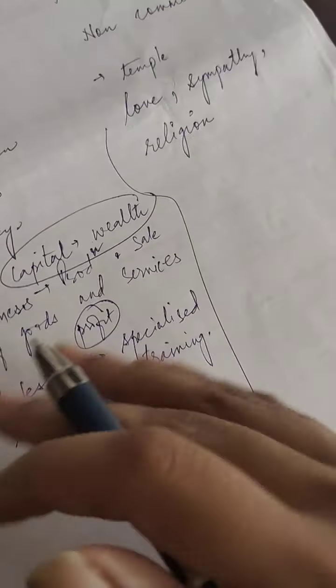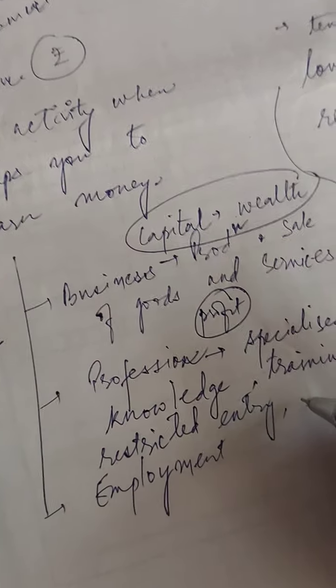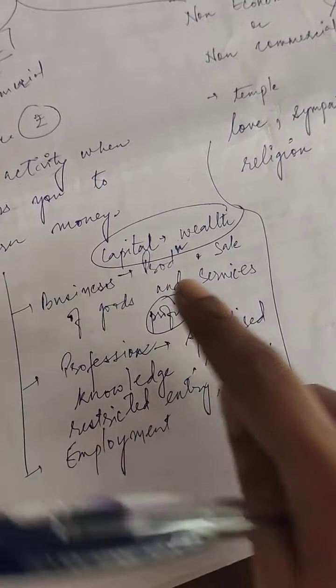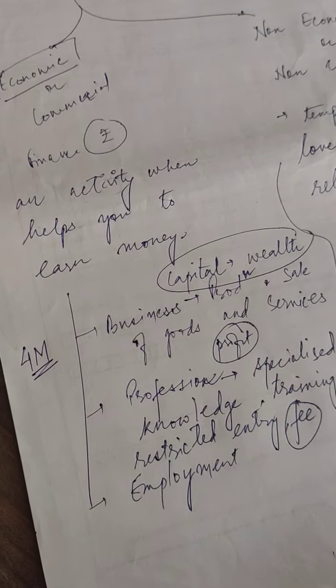You have a restricted entry and you will have to follow this entry, then only you will be allowed to enter that further thing, right? And the last one is fee. He does not charge profit. He charges a fee for his services. So he is providing you the service.